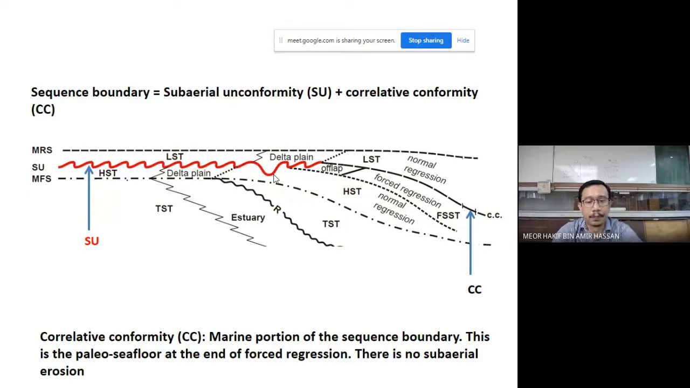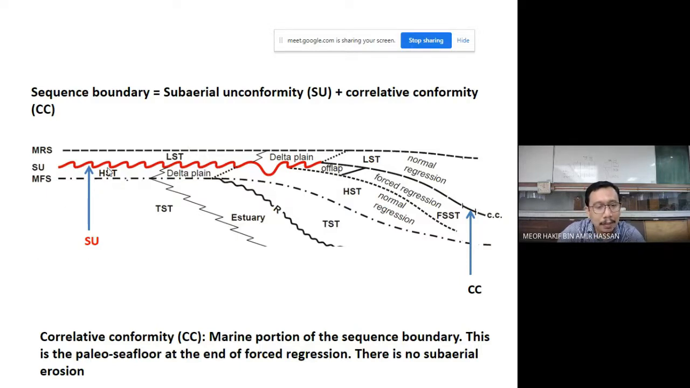Okay. Now, so this is another cartoon of a shelf, right? And then you have a slope, right, and going to the basin here. So again, look at this. This line, which is red in color, is your sequence boundary. And the nature actually changes depending on where you are in the basin.